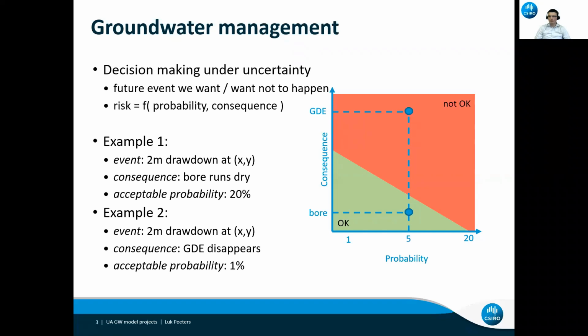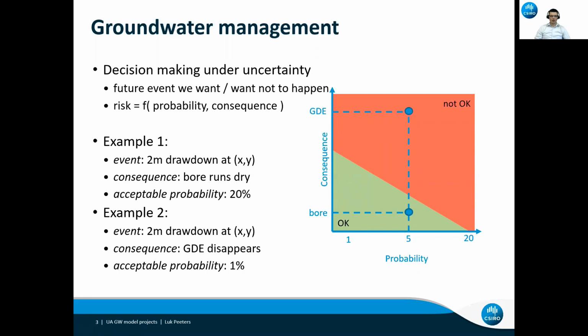The way I look at groundwater management, it's an exercise in decision-making under uncertainty. There's a certain event that we want or don't want to happen. And to make sound decisions, we need to know what is the risk of that decision. And for that, we don't only need to know what is the probability of that event occurring, but also what is the potential consequence.